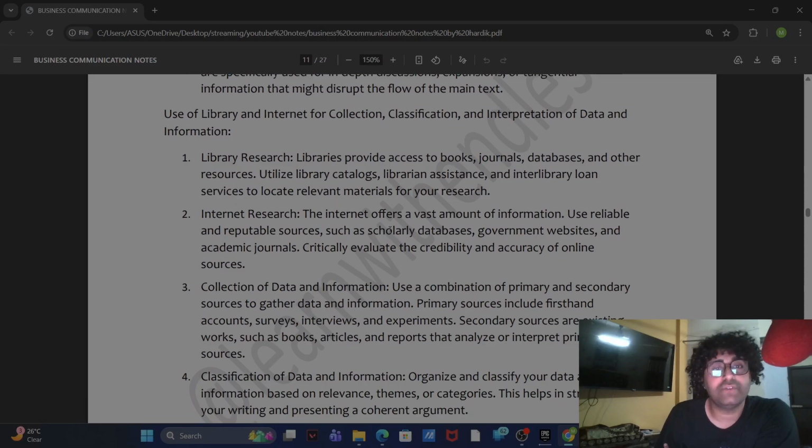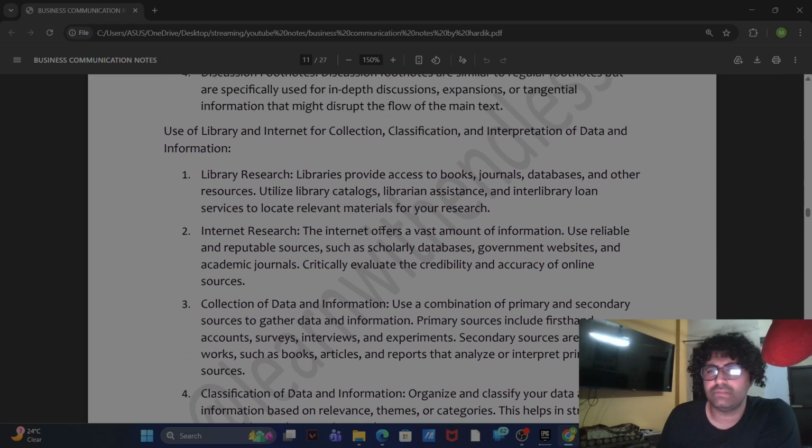Next topic, use of the library and internet for collection, classification, and interpretation of data and information. I remember last year or 2 years back, this was a question in the exam. There was an 8-mark or 16-mark question on this one. Library research. Libraries provide access to books, journals, databases, and other resources. Utilize library catalogs, librarian assistance, and interlibrary loan services to locate relevant materials for your research.